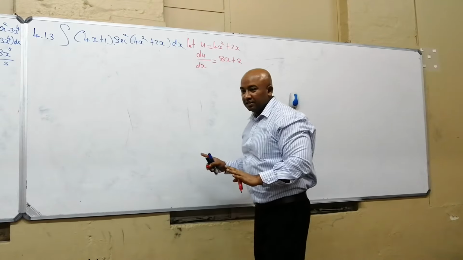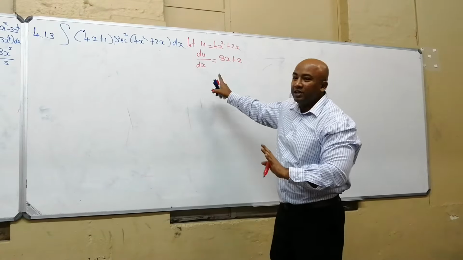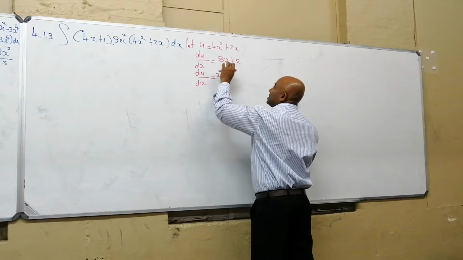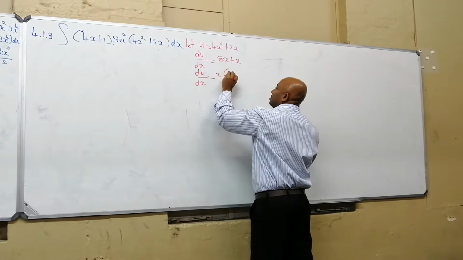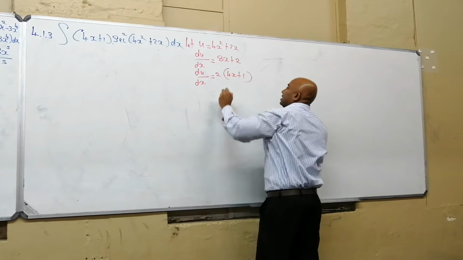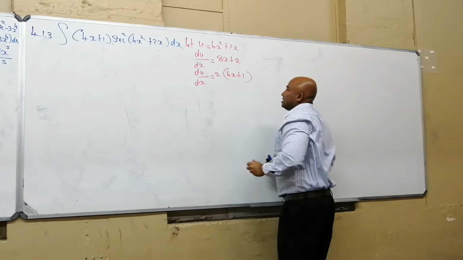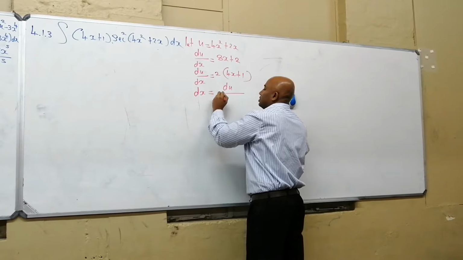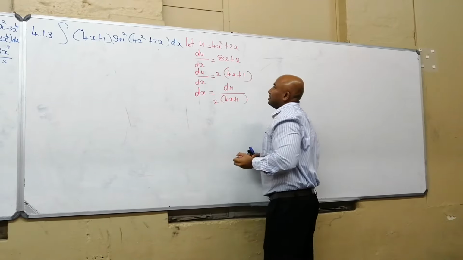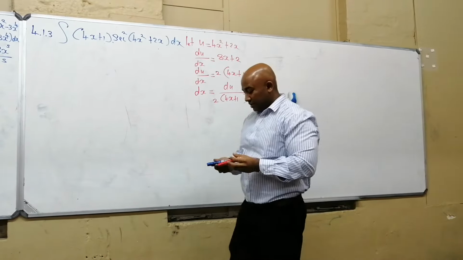It does not cancel when, obviously I need to make dx the subject, but the fact is now, what can we do here in order to get exactly 4x plus 1? I can take out a common factor. So my du over dx, if I take out 2 as a common factor, I'm left with 2 times 4x will be 8x plus 2 times 1 is 2. And now it's going to work perfectly. You can see that? So dx is going to equal du divided by 2 times 4x plus 1. And now we can substitute.